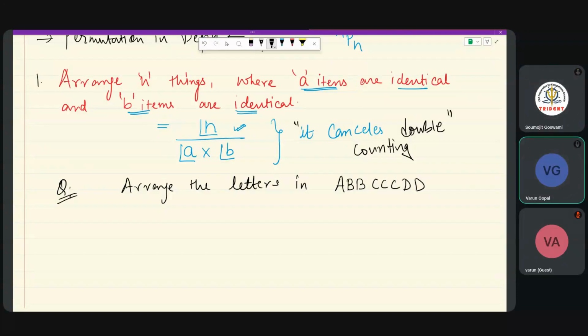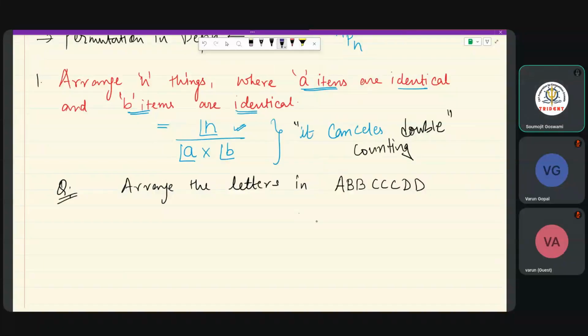What does arrangement mean? Select and then arrange among themselves. Permutation, basically. What is permutation? There is a problem in this case. We have identical letters. We have B and B, C three times, and D two times. Ideally, in this kind of a condition, if the question is like this, what is the answer?